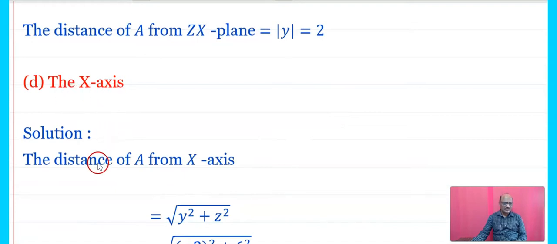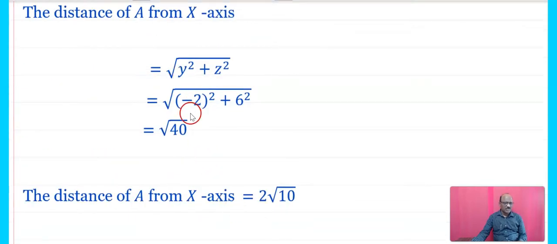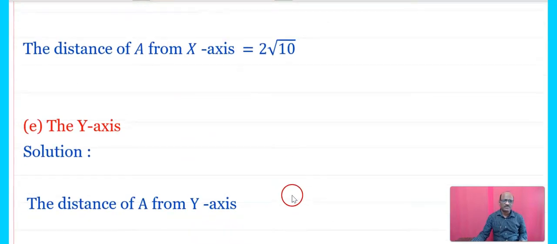The x-axis. The solution: the distance of A from the x-axis is root of y square plus z square, that is (-2) square plus 6 square, 4 plus 36, that is root of 40, and root of 40 can be written as root of 4 into 10. Root of 4 is 2, that is 2 root 10. The distance of A from the x-axis is 2 root 10.